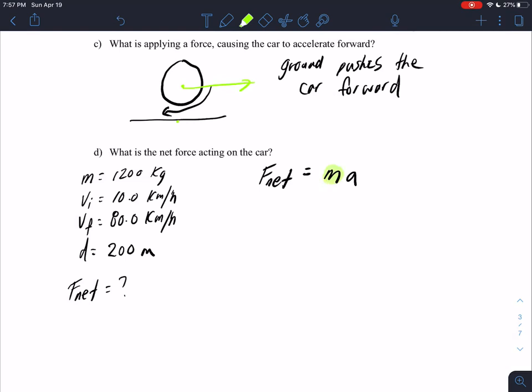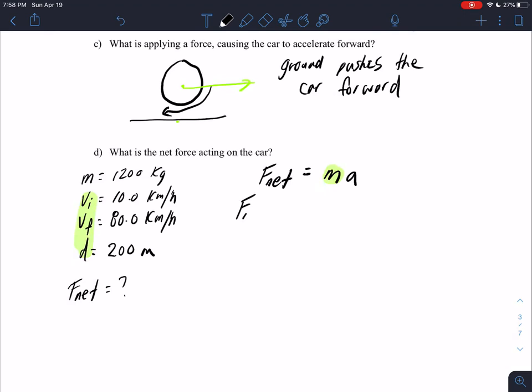So really, we're given mass and the car is accelerating, and we're given some variables here that we can actually use to solve for acceleration. So it's actually quite straightforward, right? We're going to take our initial velocity, final velocity, and our distance and solve for acceleration. And then through that calculation, we can quite simply get our net force.